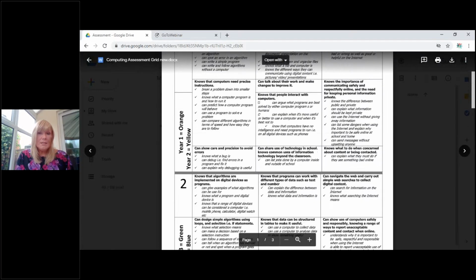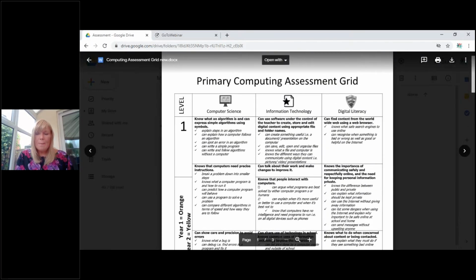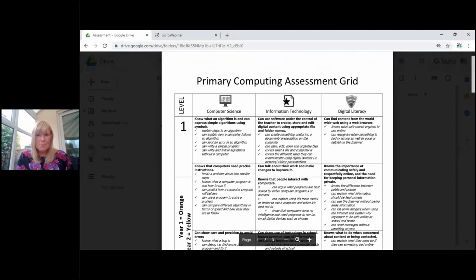So that's something that I did for my school, but we ended up having another assessment system, but this is something I had in place before. So yes, you can use that. Is that any use to anybody?